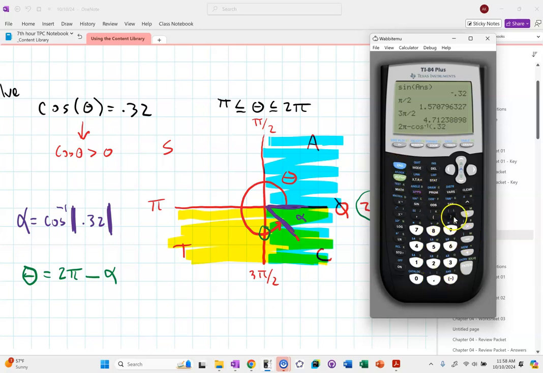And now I'm just doing the absolute values in my head. I'm not going to bother typing the absolute value stuff into my calculator. You can if you want to. I'm just going to do that part in my head. The absolute value of 0.32 is just 0.32. So there's my answer, about 5.04.